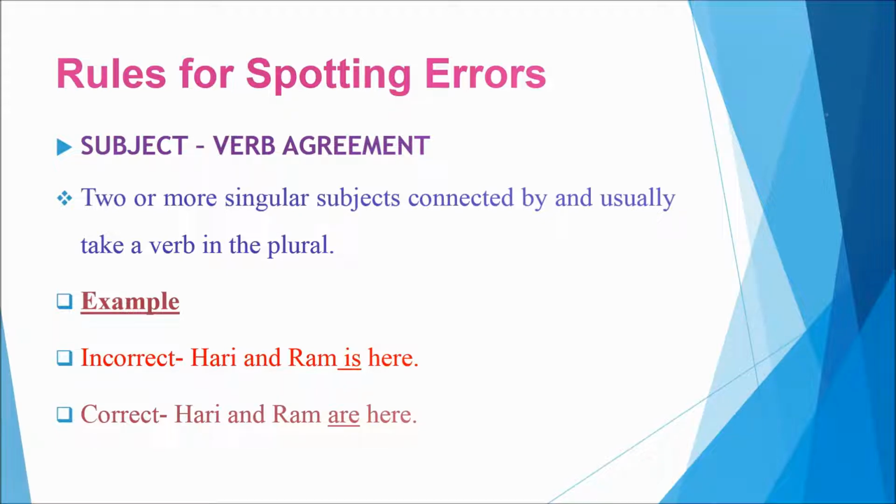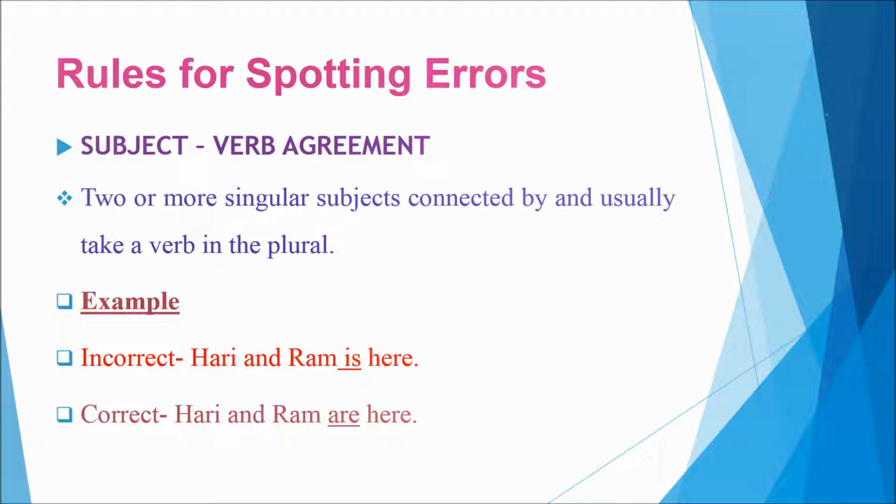Next, we are going to see rules for spotting errors. First, let's see subject-verb agreement. The rule is two or more singular subjects connected by and usually take a verb in the plural. For example, Hari and Ram is here. It is incorrect sentence, whereas Hari and Ram are here. It is correct sentence. Why? Because the rule is two or more singular subjects connected by and usually take a verb in the plural.